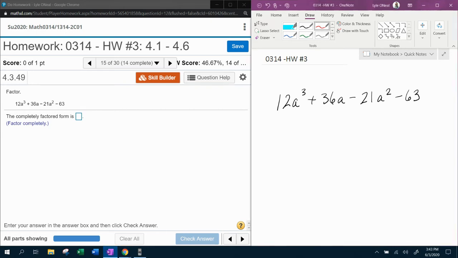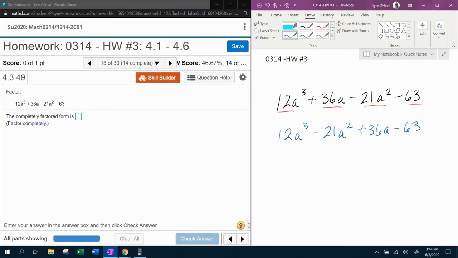All right, first thing, how many terms do I have? I've got 1, 2, 3, 4 terms. So that's probably an indication of factor by grouping. But the first thing I notice really is that this is not in descending order. So when you factor a polynomial expression, really it needs to be in descending order. So that is going to be my first step. We're going to rewrite in descending order. 12a to the third minus 21a to the second plus 36a minus 63.